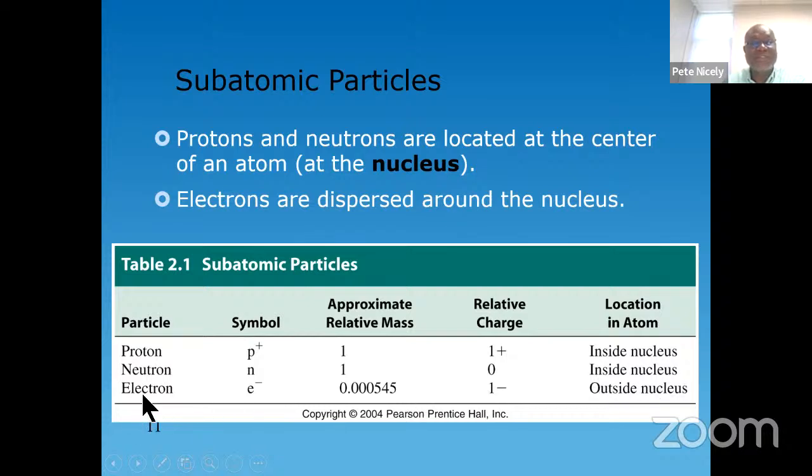And then we have the electrons. The electrons, this is a symbol here. Now, the electrons are much lighter compared to the protons and neutrons. As you can see by this number right here, it has a negative charge. And of course, the electrons reside outside the nucleus, all right? So that's basically a summary of the nature of these particles.